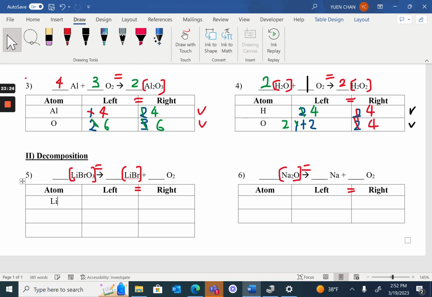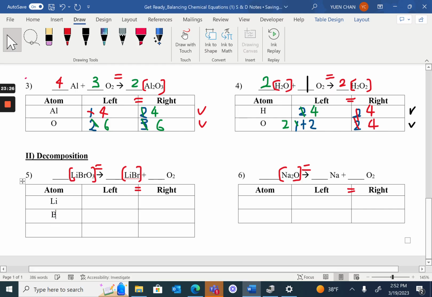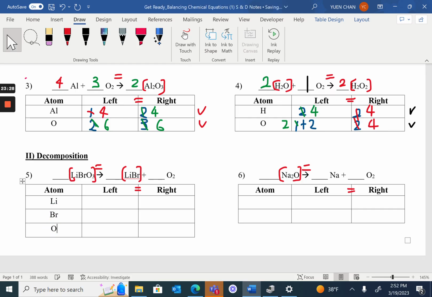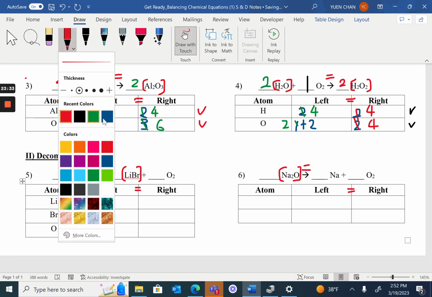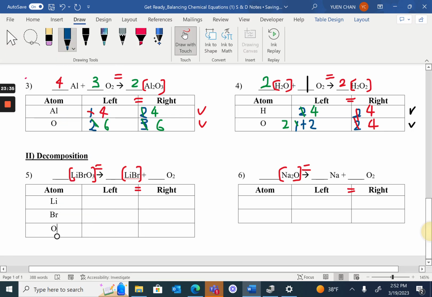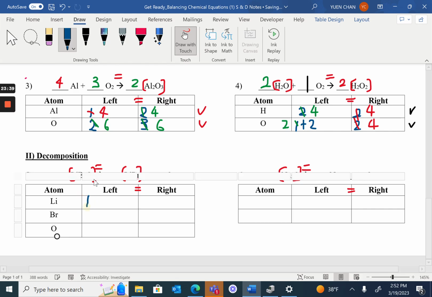So here I got 3 elements, right? Li, Br, and O. So I'm going to start with the blue pen. Right? So on the left-hand side, I get 1 Li.